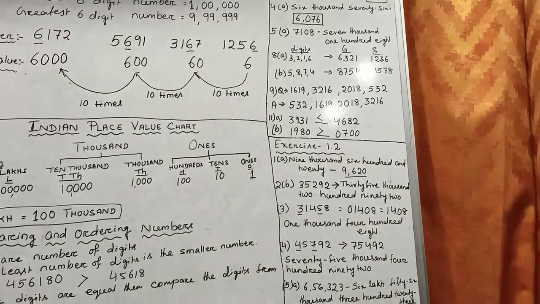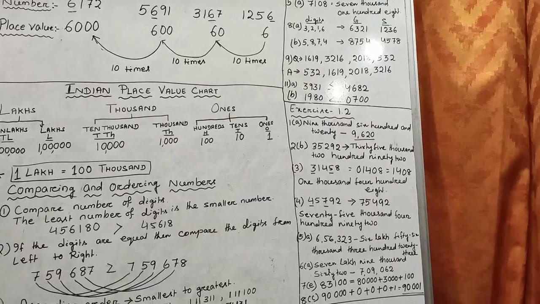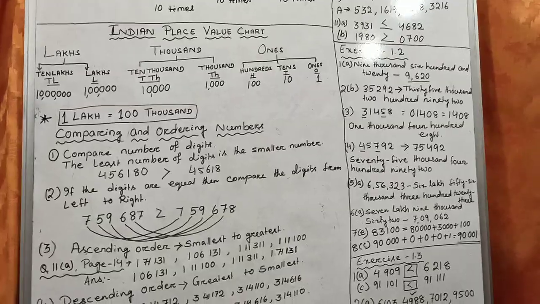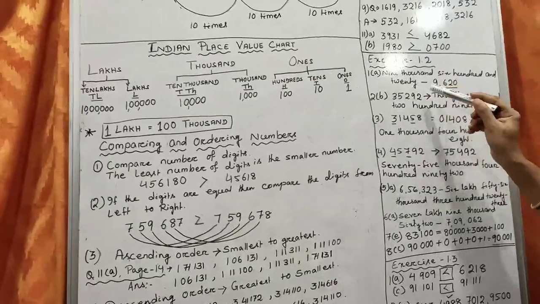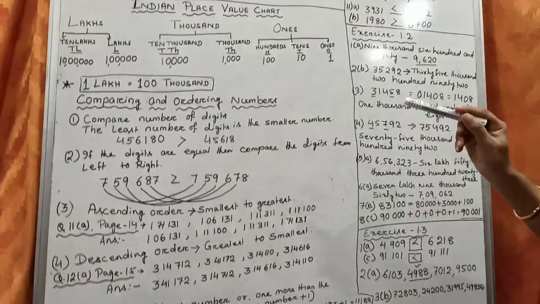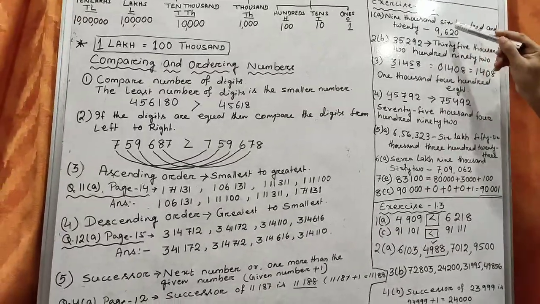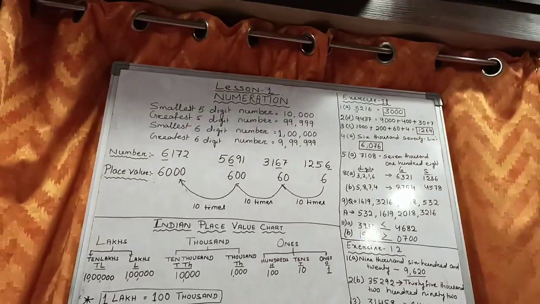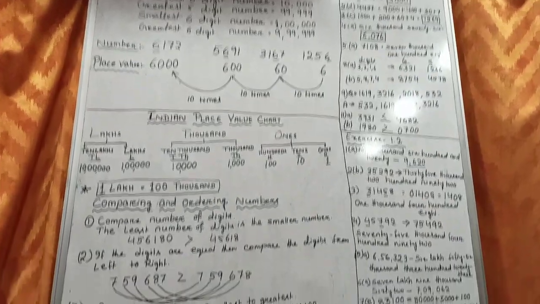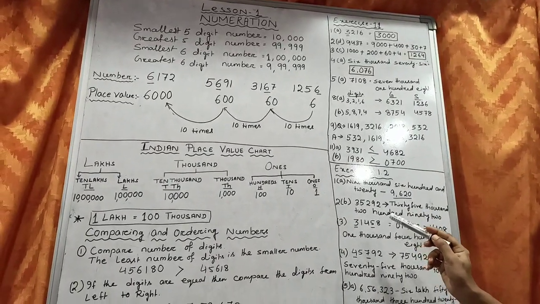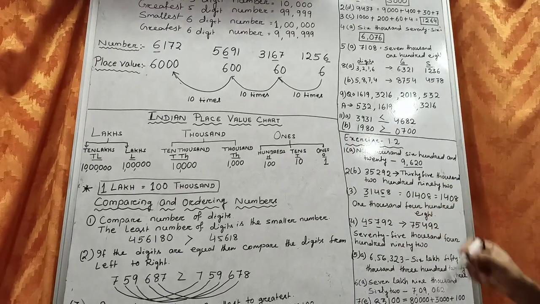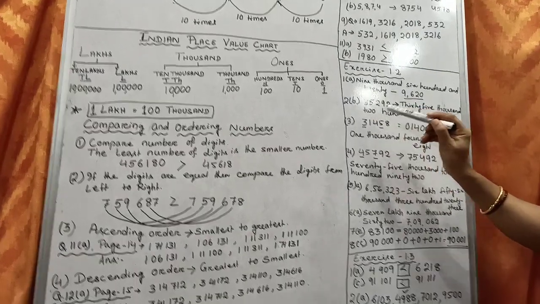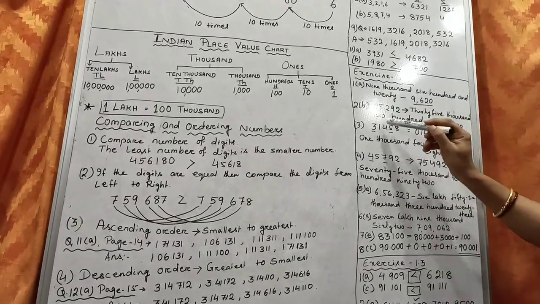Then come to exercise 1.2. In exercise 1.2, the first question is write the numerals. So question number 1A, 9620. How to write? 9 is in the 1000 place, 6 is in the 100 place, and 20. This part we have already discussed. So same. Question number 2, write in words. This one also we have discussed, but this is a 5-digit number. In this 5-digit number, 35 is in the 1000 place. So 35,292.